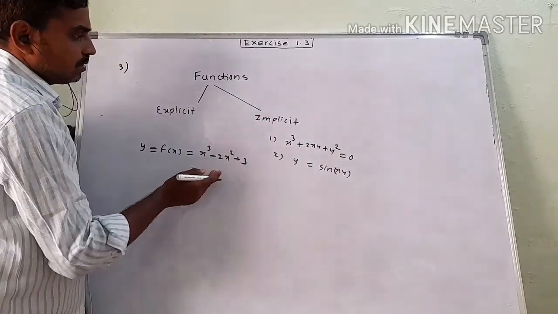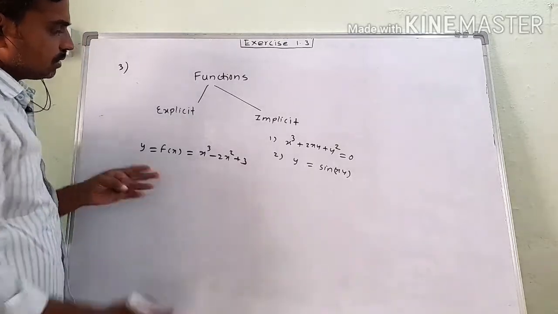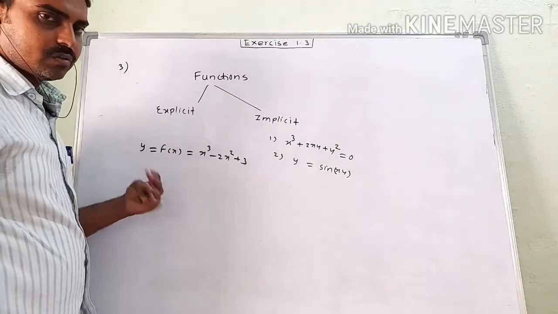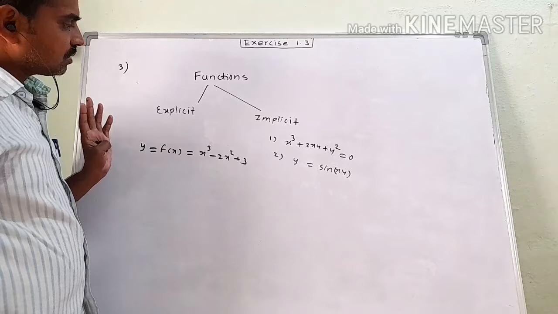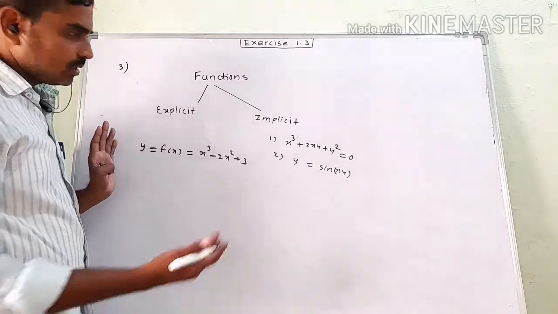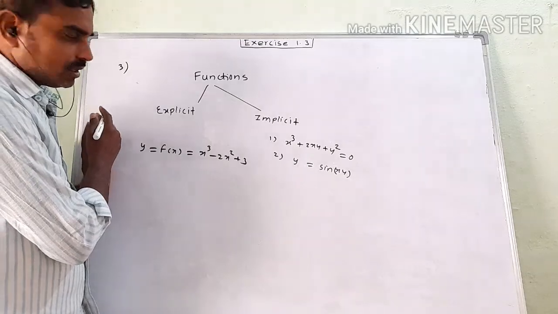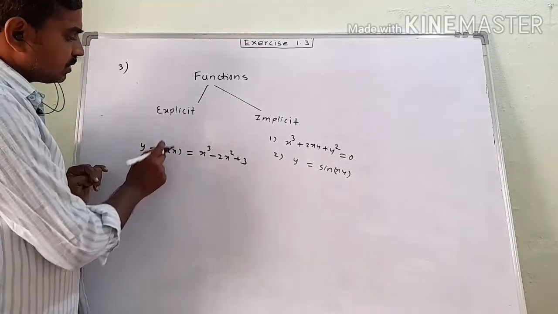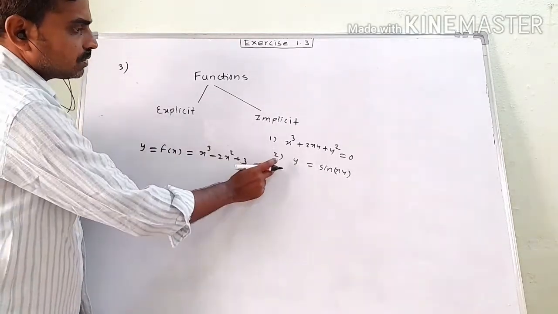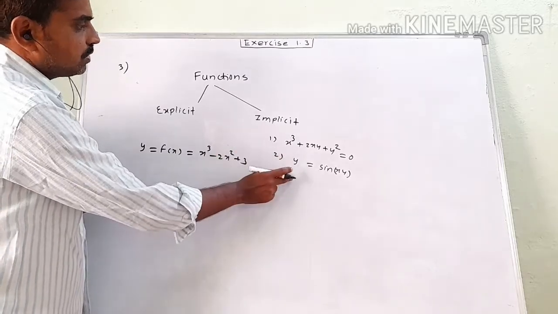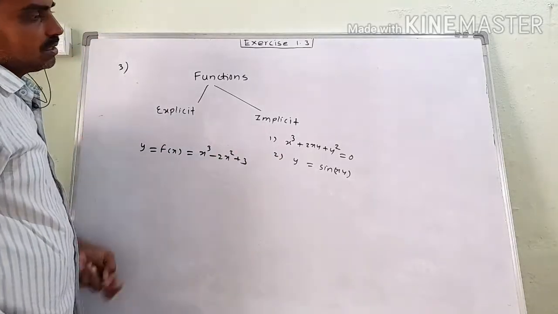And whenever we represent the function separately in terms of one variable, such functions are called explicit functions. Before this, all examples in all exercises are of type explicit function. Now we come across implicit functions in third type.